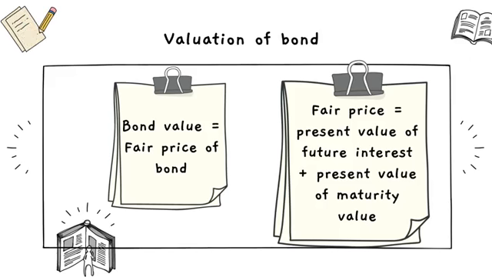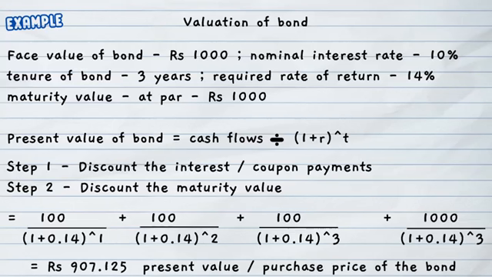So, how to price a bond? Let's take an imaginary bond. An investor wants to purchase a 3-year rupees 1000 face value bond having a nominal rate of interest of 10%. At what price can the bond be purchased today if the bond matures at face value and the investor wants a rate of return of 14%? The present value of the bond we can calculate by applying the discounting formula, that is cash flows divided by 1 plus r to the power of t.